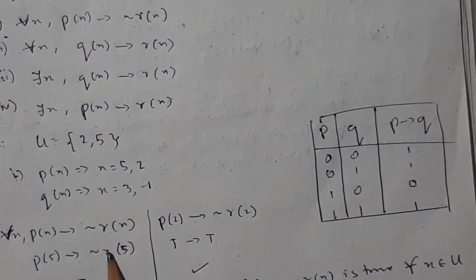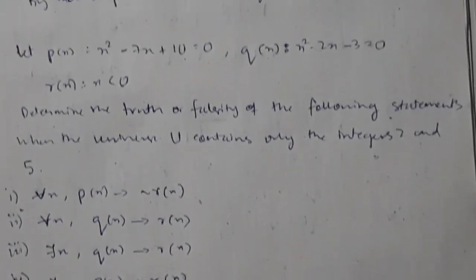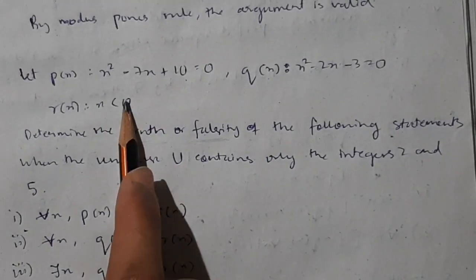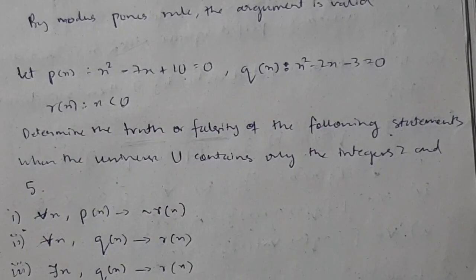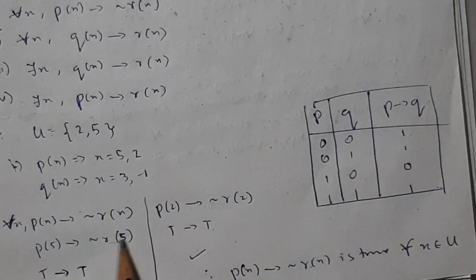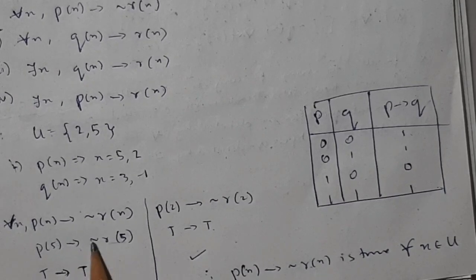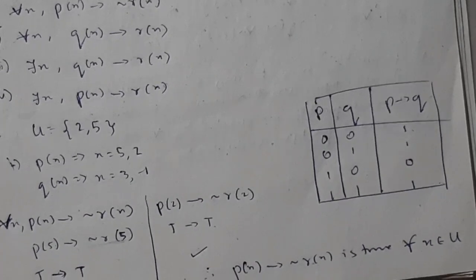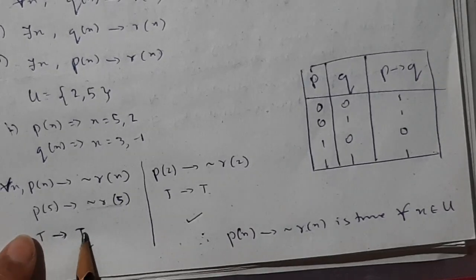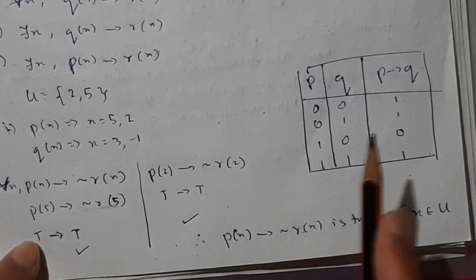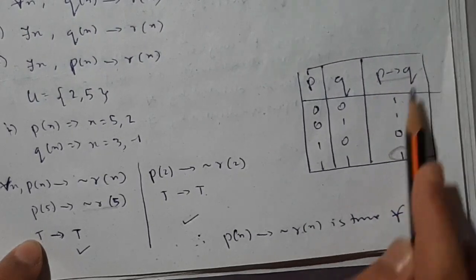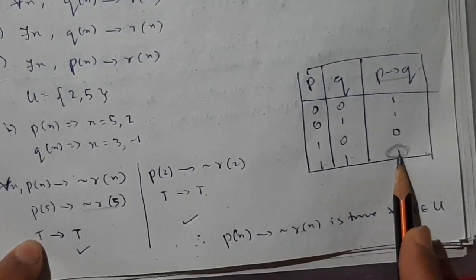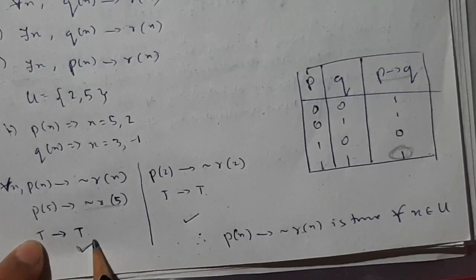What is r of 5? R of 5 means, if you put 5 here, is 5 less than 0? No. So r of 5 is false, but we have not r of 5, which means this whole statement is true. So this is true conditional true. What is true conditional true? 1 1, this is 1, p conditional q. If both are true, this value is true. So this is valid here.